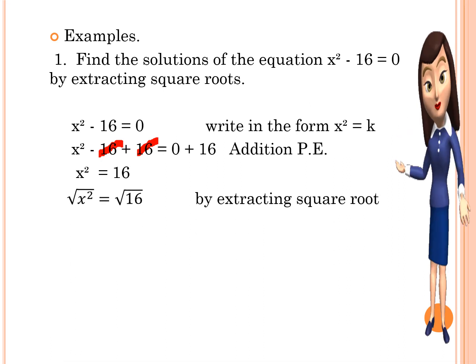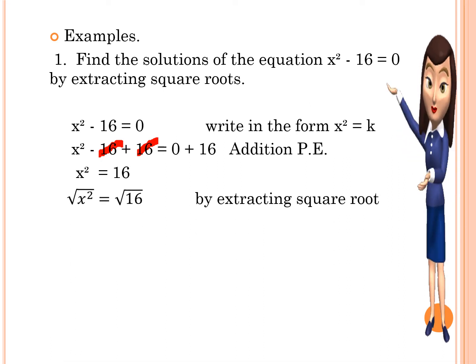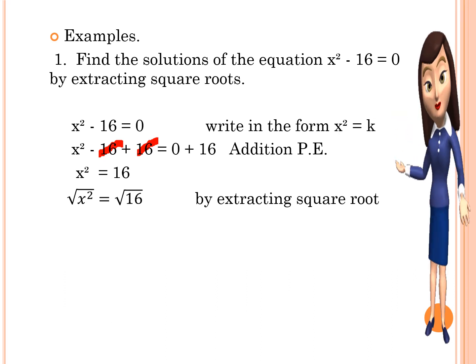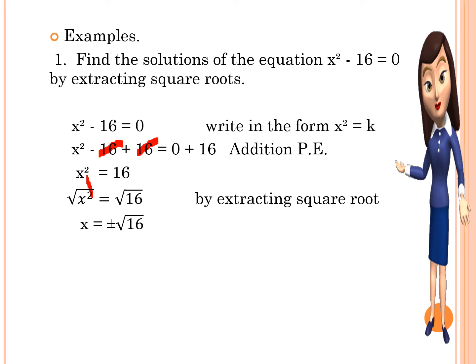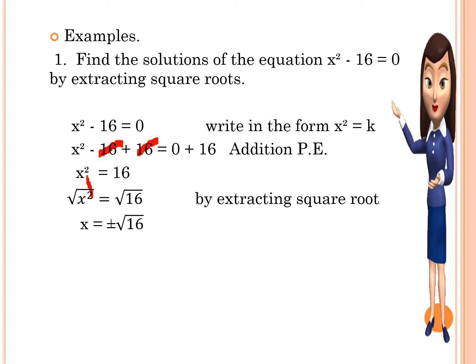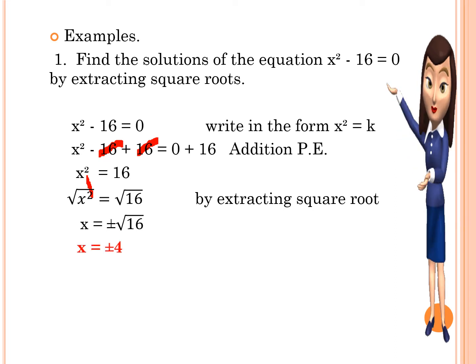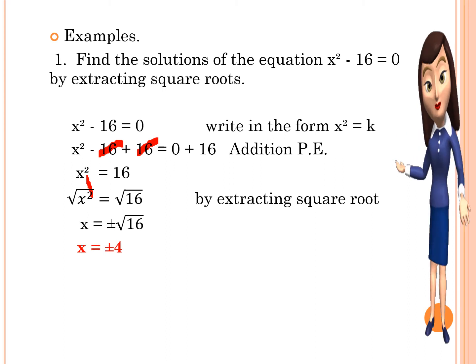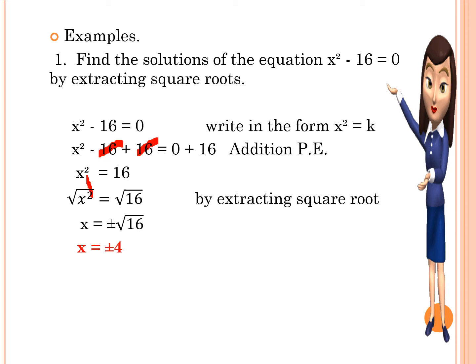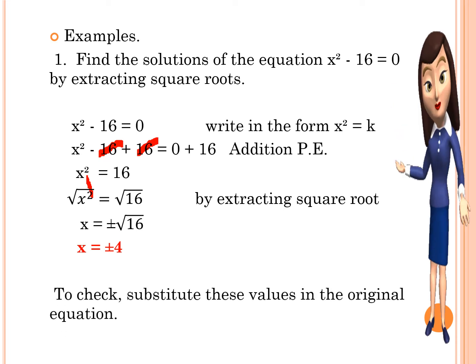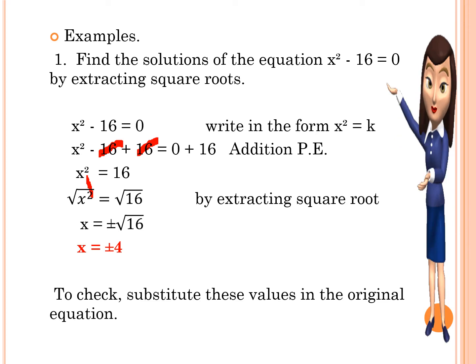So, by extracting square root, we need to write the square root sign on both sides, and then we cancel squared and square root. So, we have x is equal to positive and negative square root of 16. So, 16 is a perfect square. So, we have x is equal to positive and negative 4. To check, substitute these values in the original equation.